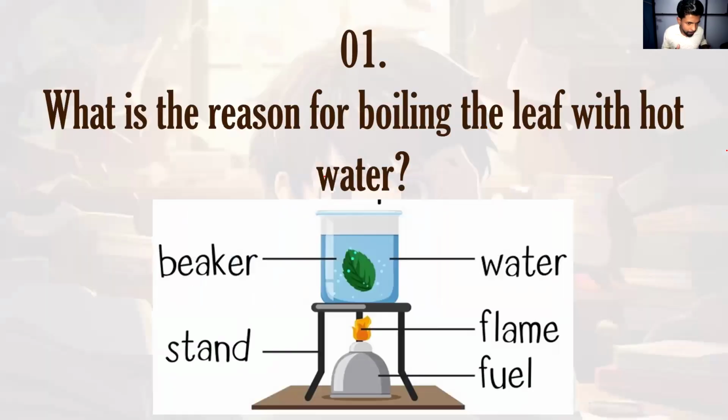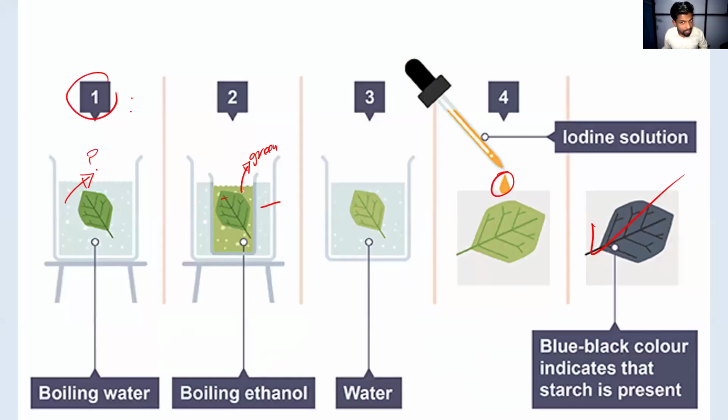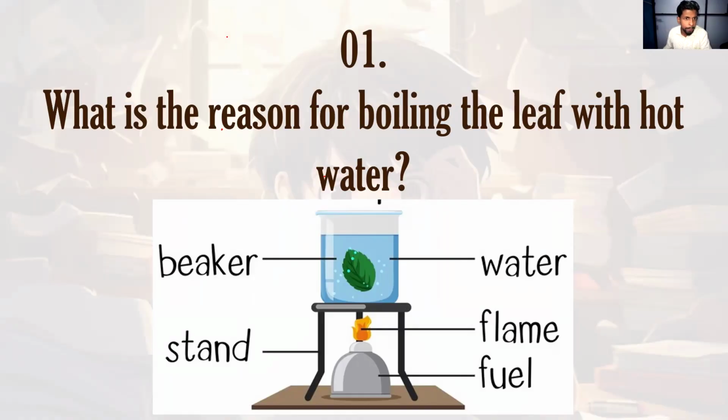Now I'm going to explain the reason for boiling the leaf in the hot water. Can anyone tell me the answer? What is the reason for boiling the leaf in hot water in step number 1? Step number 1, we boiled the leaf using the hot water. Anyone? To break, very good, mashallah, very good. That is the answer, yes. To break down, it is better to mention the cell membrane, not the cell wall, cell membrane.